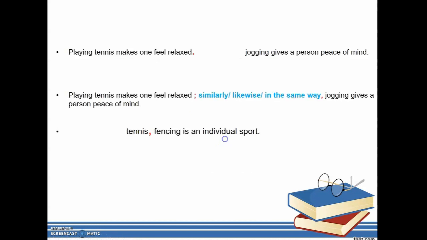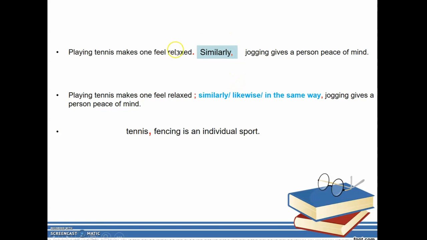Let's start with the patterns to show similarities. So, we see an activity of playing tennis on one hand, and on the other hand we have jogging. So, playing tennis makes one feel relaxed. Similarly, jogging gives a person peace of mind. You see, feeling relaxed and giving a person peace of mind are two positive ideas, so they're on the same path, on the same way.